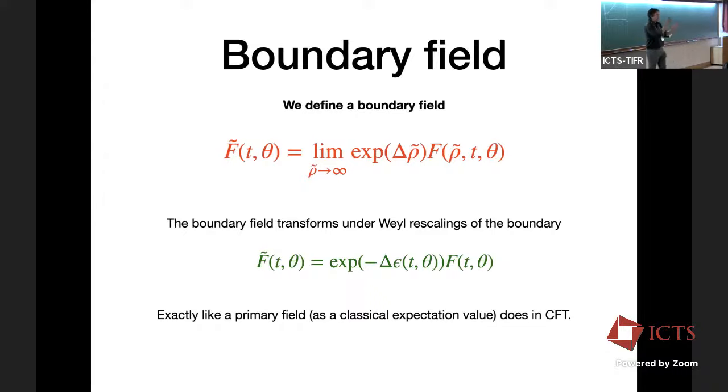Delta was the energy of the state. It was the thing that controlled the representation theory. And now it's also showing up in the way the same delta over here is controlling these expectation values on the boundary. So this works exactly like a primary field, as a classical expectation value in conformal field theory. And what I've just told you in this language is that I reproduce the Ward identity for conformal transformations in terms of these expectation values on the boundary.